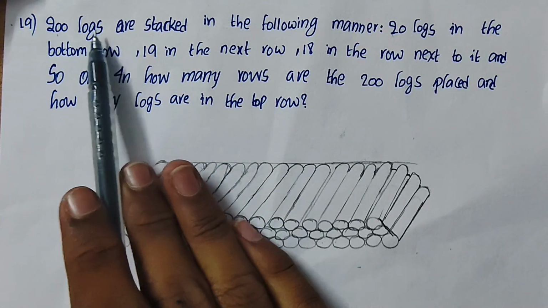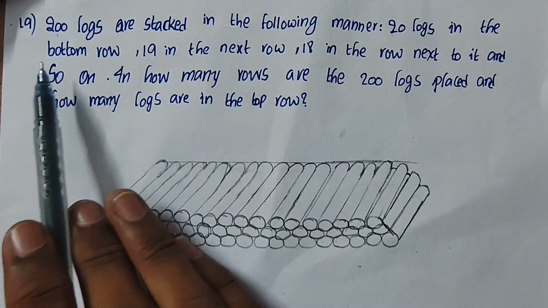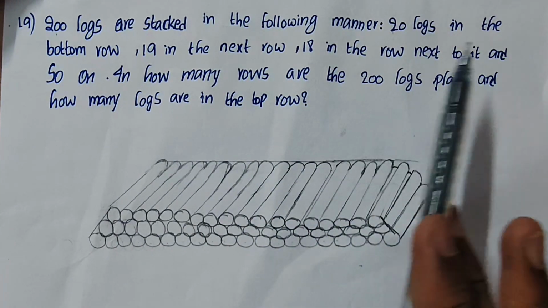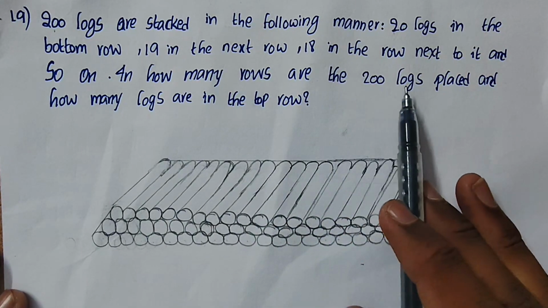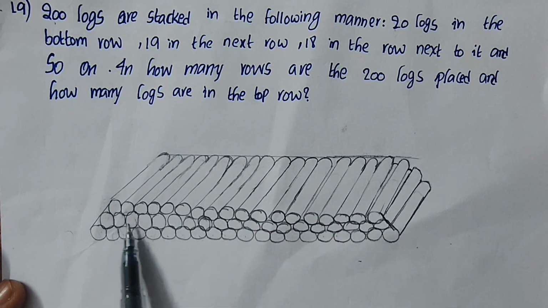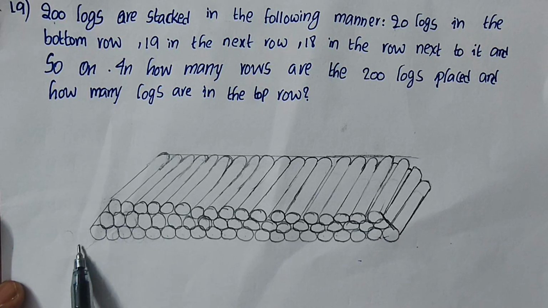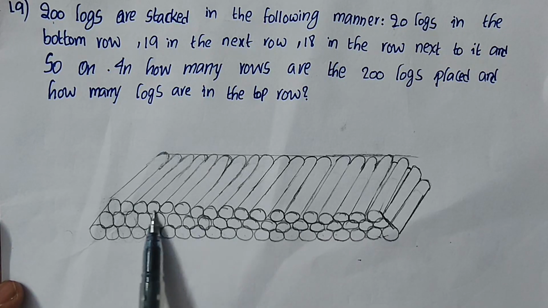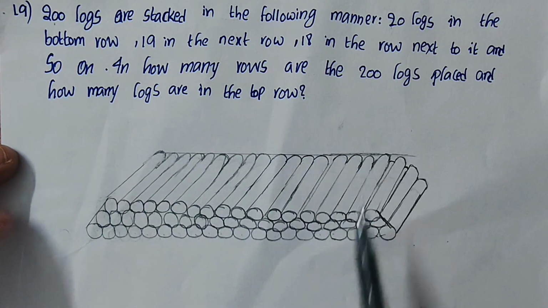Here the given 19th question is: 200 logs are stacked in the following manner. 20 logs in the bottom row, 19 in the next row, 18 in the row next to it, and so on. In how many rows are the 200 logs placed and how many logs are in the top row? So, like this in the given figure, there are 20 logs in the first row, 19 logs in the second row, and 18 logs in the third row. So he asked to find out how many logs are in the top row.